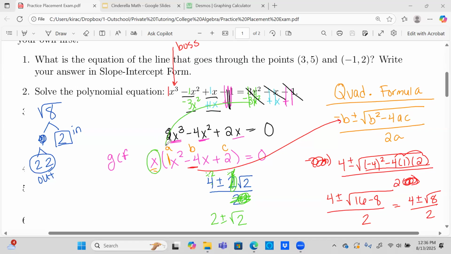Well, this equals 0. So set x equal to 0, which is just 0. There are 3 answers. You can put it in squiggly brackets if you like. So the final answer is 0, comma, 2 plus or minus root 2. Okay. That one's a mess. It's a doable mess, but it's a mess.